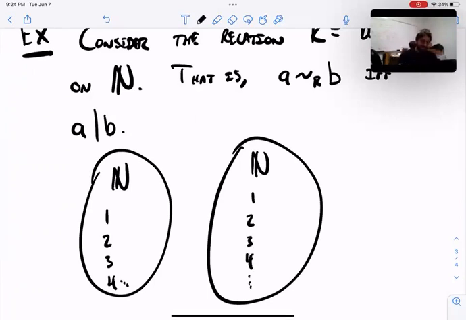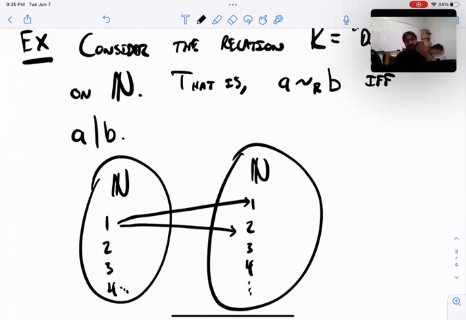So here you could say, for example, 1 divides 1, 1 divides 2, right? Right there, not a function, right? This is a valid relation. Divisibility is a perfectly valid relation. It's not a function because of what I already saw. Just those two arrows right there, right?